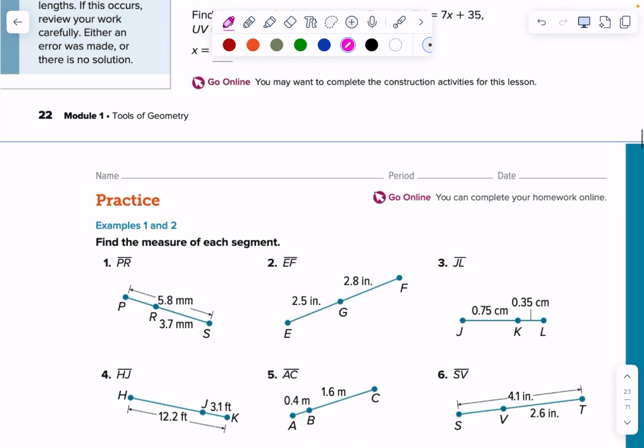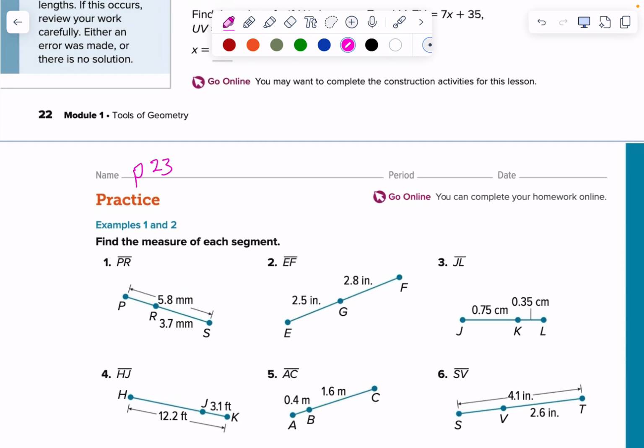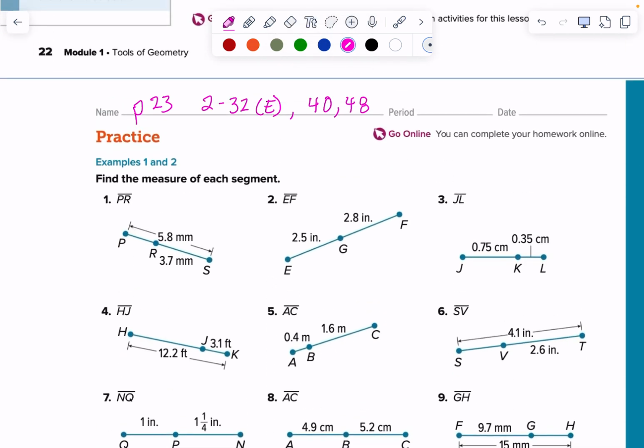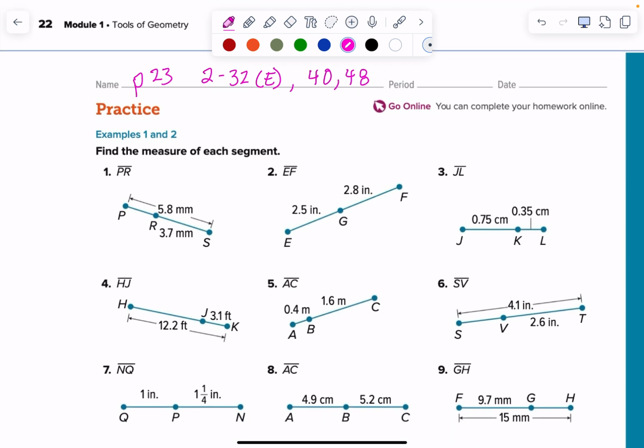Okay, that was a lot. Page 23, numbers 2 through 32, the evens, and then 40 and 48. Sorry, that might be a little bit long, but some of them are just add these two together, subtract these two. So if you want to use a calculator, you totally can. 2 through 32 evens, and then number 40 and 48. It's always up here. Okay?